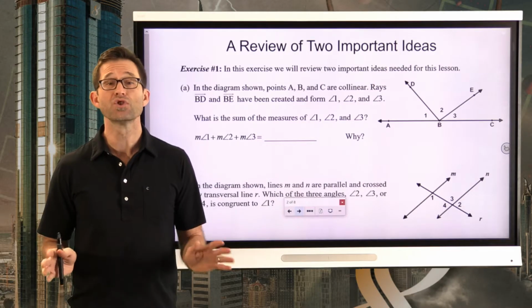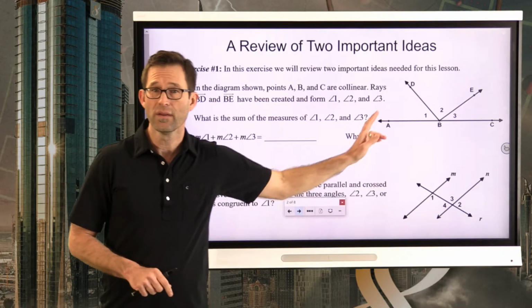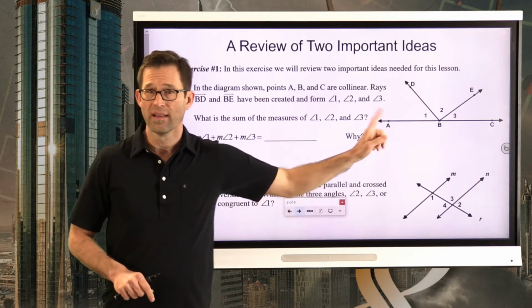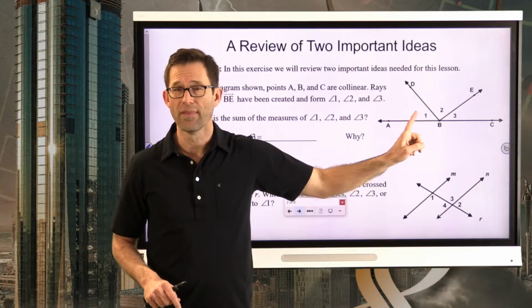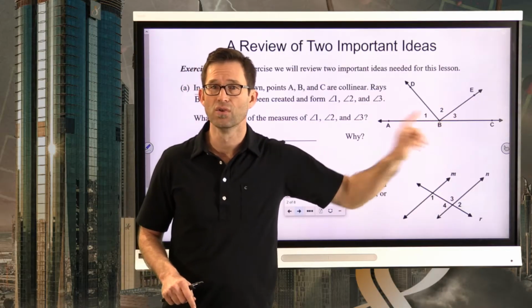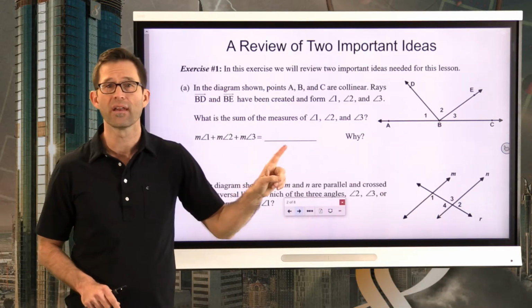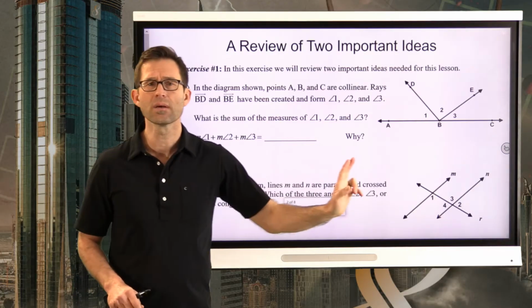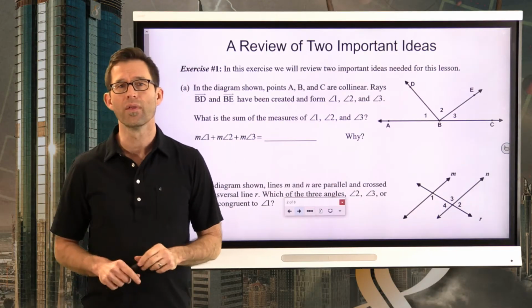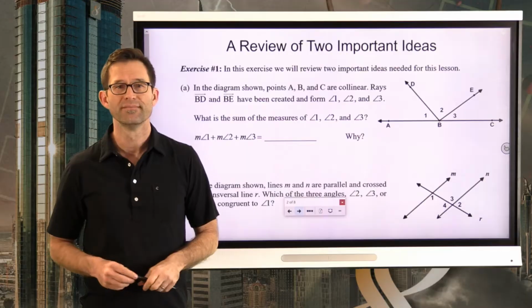All right, so this should not be a tough one for you. What I'd like you to do is take a look at this diagram and tell me what you get when you add the measure of angle 1 to the measure of angle 2 and the measure of angle 3. Put that in here, and then if you can, write down some kind of explanation for why you know that's their sum. Take a moment.